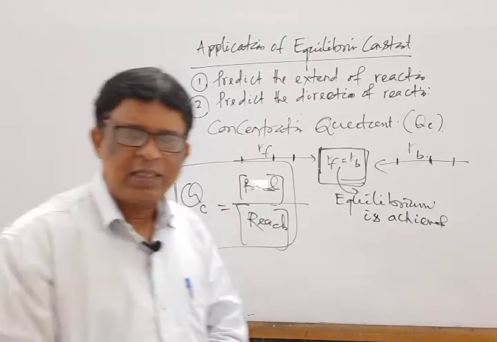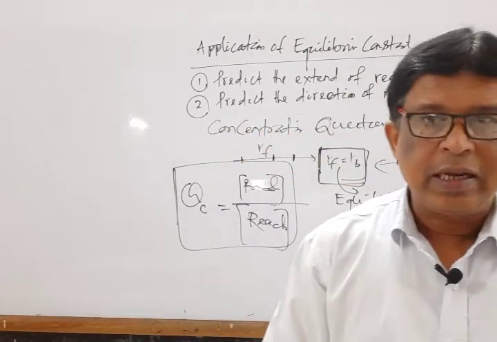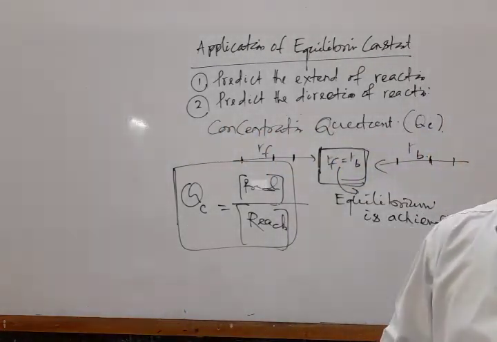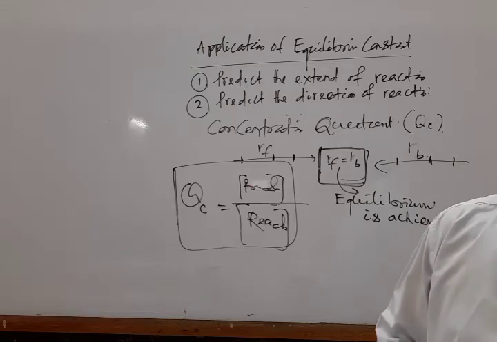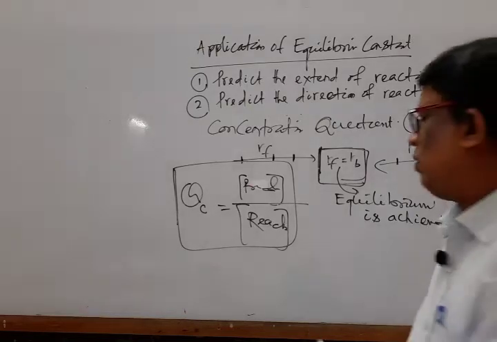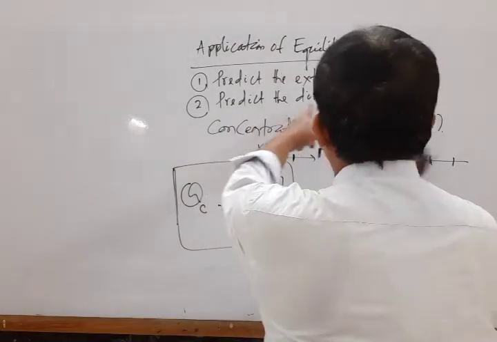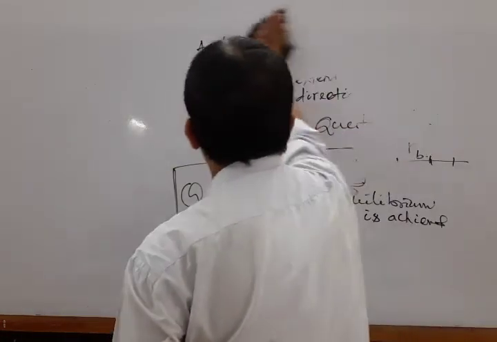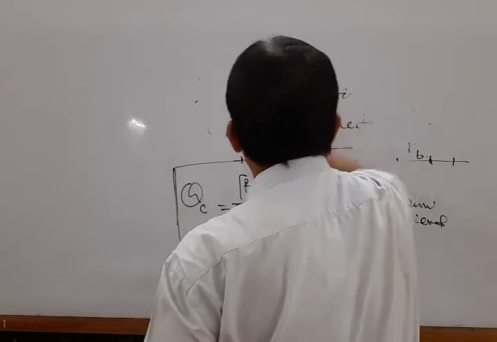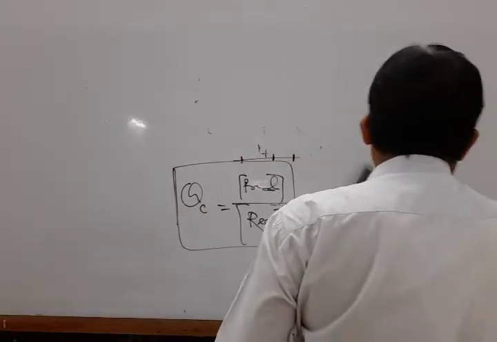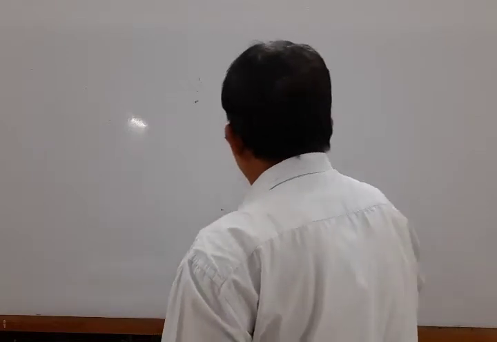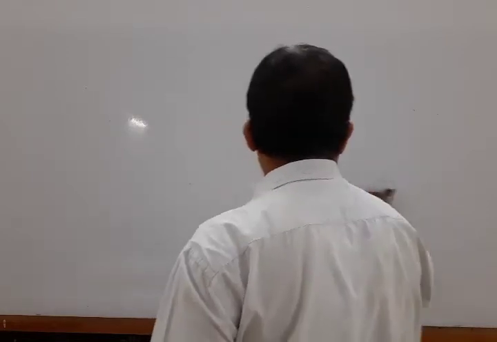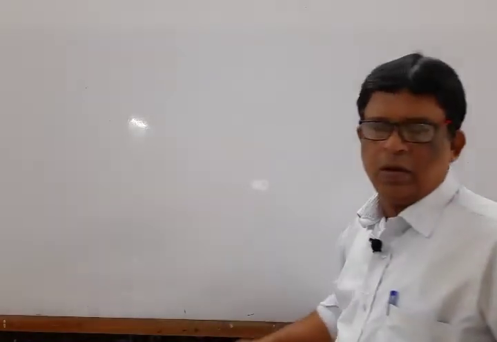Okay, good. Next, let us observe how this concentration quotient helps in predicting the direction of the reaction, whether the reaction proceeds in the forward direction or the backward direction, or whether the system is in the state of equilibrium. So mark that, one diagram is there here.